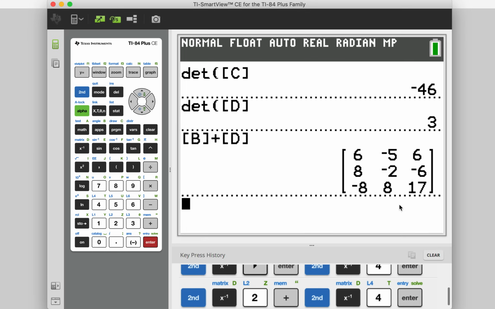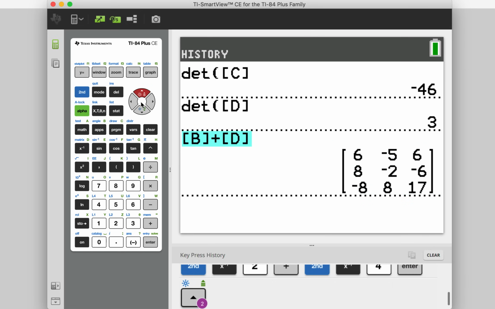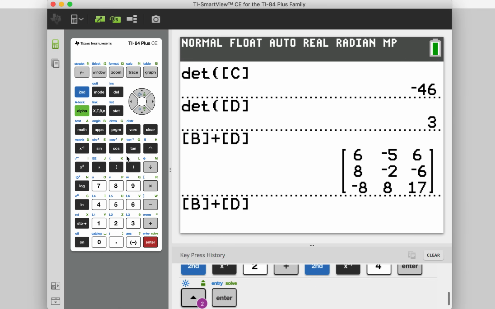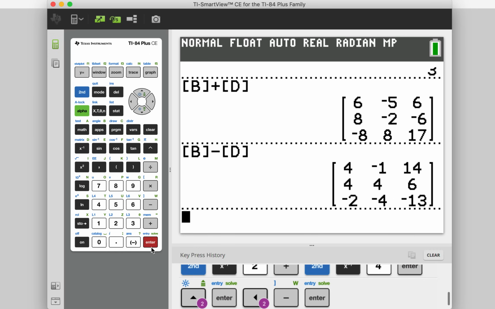The other nice thing is if you still need to use B and D and you just want to change it to subtraction, you can arrow up, highlight B plus D, hit enter, and then go back over top the plus sign and hit negative, and then you can subtract B and D. Okay, so that's kind of a nice little thing. So your graphing calculator can check a lot of your work for you.